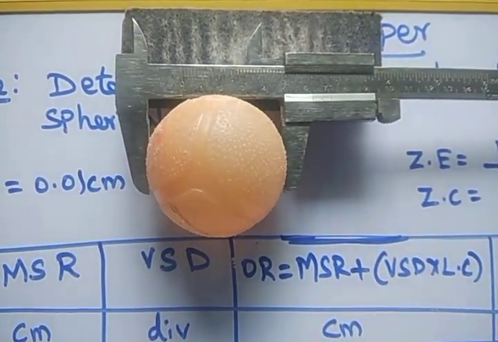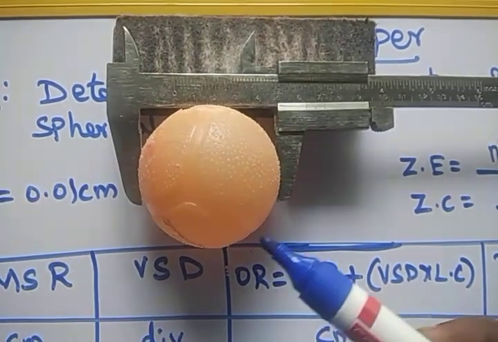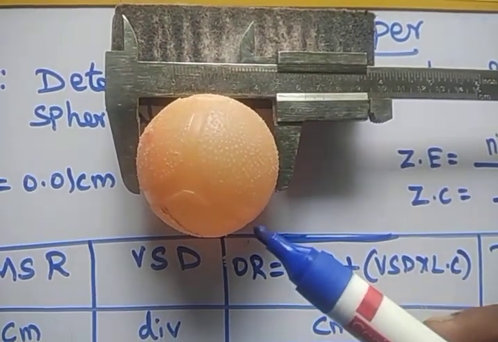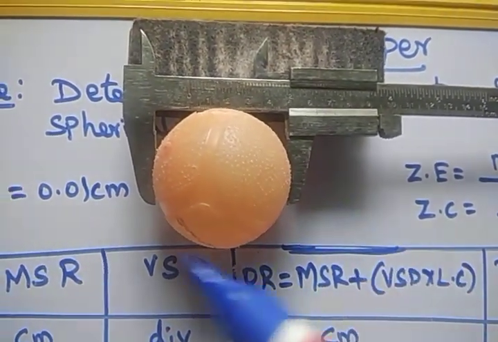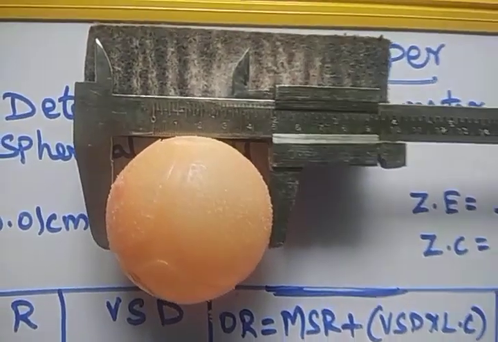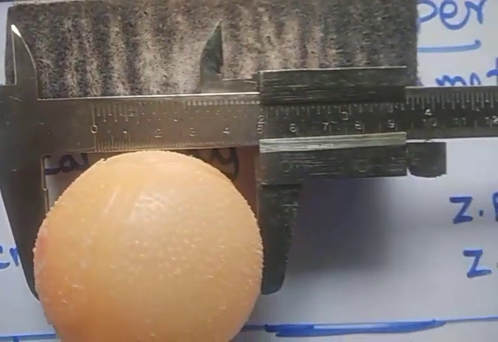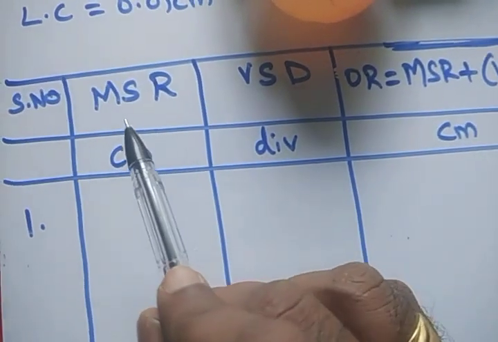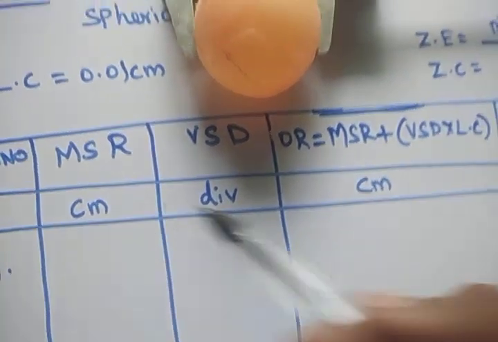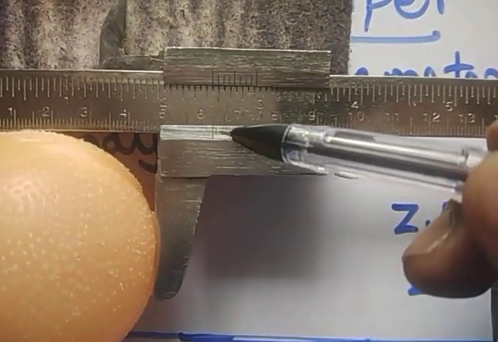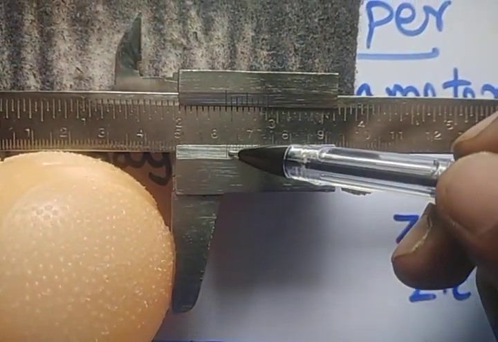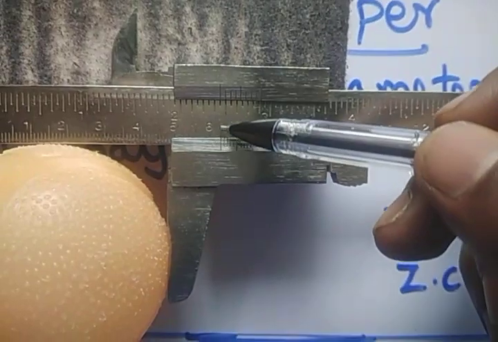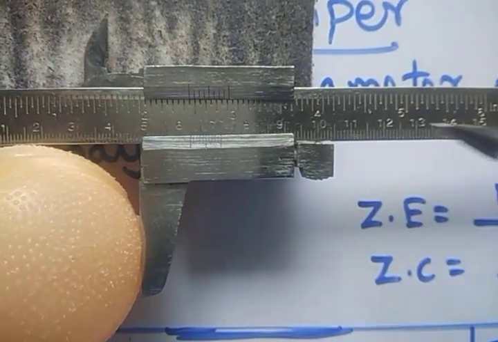Yes, dear students, now fix the given spherical body, the plastic ball, in the lower jaw of the vernier caliper. Now you observe the main scale reading. In the tabulation, the main scale reading is given. Main scale reading means the zero of the vernier scale exactly coincides with some division in the main scale.